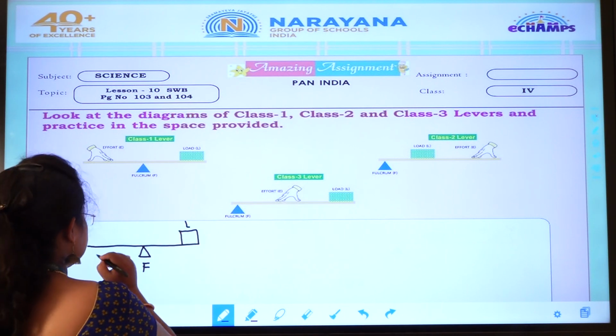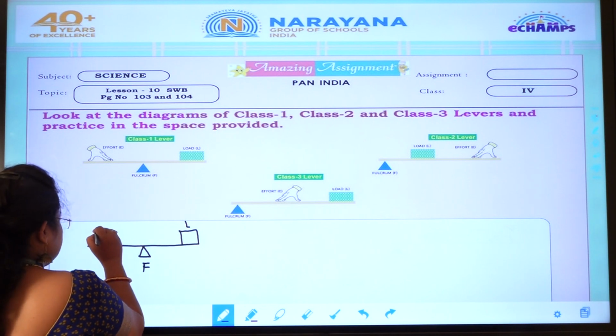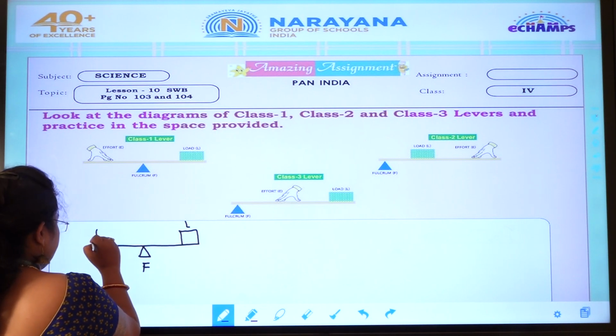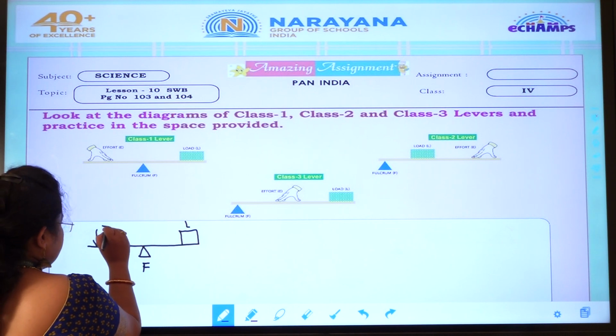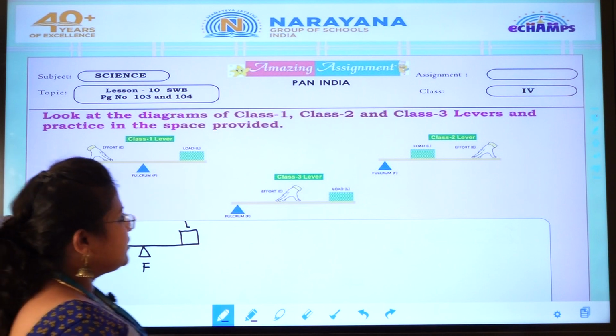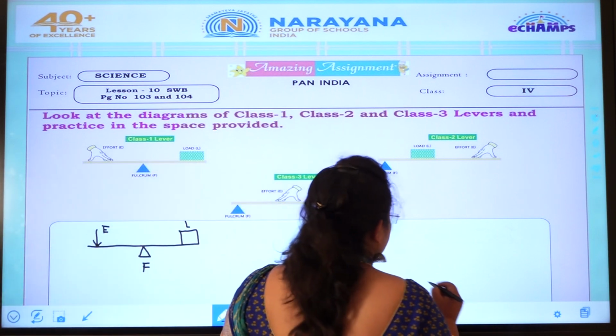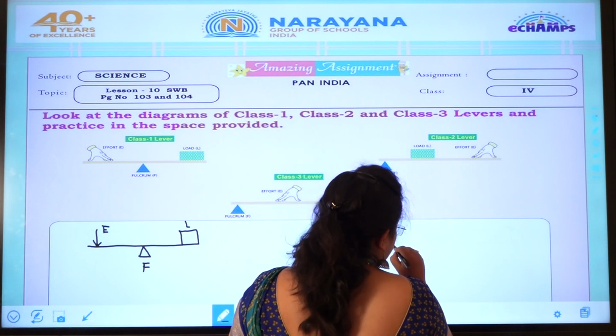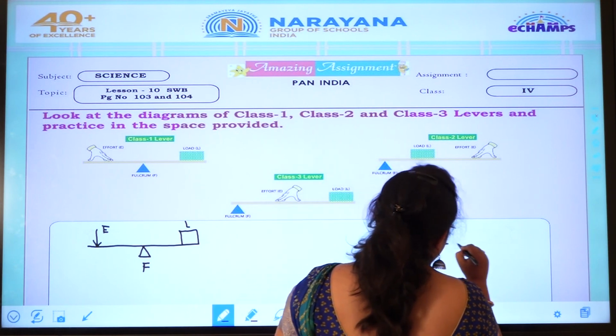And here this side it is effort. So I am giving here a downwards arrow and writing here capital E. This is the class 1 lever. Now I will go for the class 2 lever which we will draw here. Again one straight line we will draw, children.